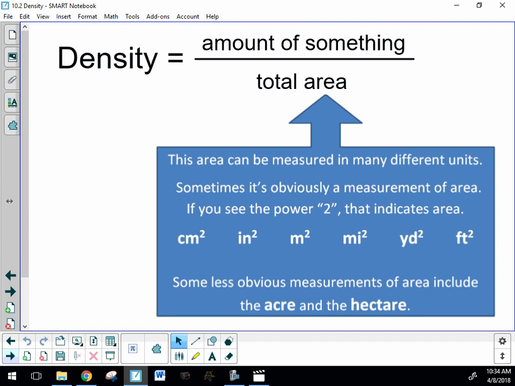So area, sometimes it's pretty obvious that something is an area, like if it's centimeters squared or inches squared or miles squared. Power 2 indicates area on units, but there are some area units that don't have that power 2 that you should just be aware of and watch out for. Like an acre, we measure land in America by acres or acreage, so that is an area without that power 2. It just is a square unit. In metric, sometimes you'll see a hectare.